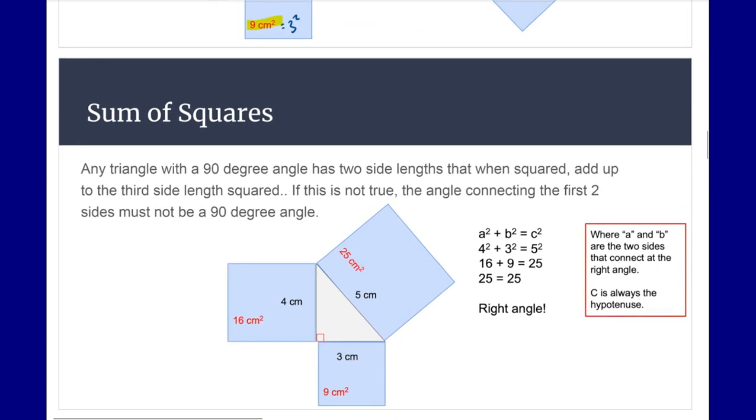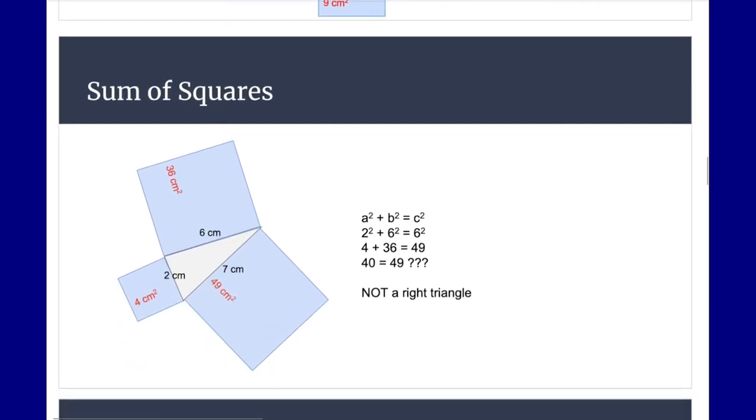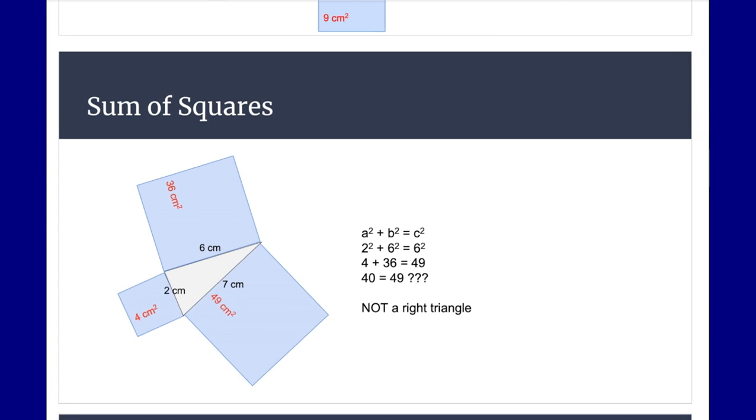So with sum of squares, basically any triangle with a 90-degree angle has two side lengths that when squared add up to the third length squared. If this is not true, then the angle connecting the first two sides must not be 90 degrees. Here we see the example, 4 squared plus 3 squared equals 5 squared. We see the math over here, and it works out, so it is a right angle triangle. If I look at the other triangle, we see that they don't add up to the third side squared. So this is not a right triangle.